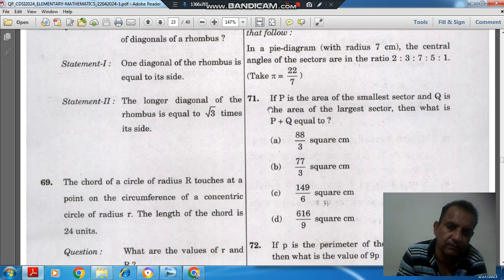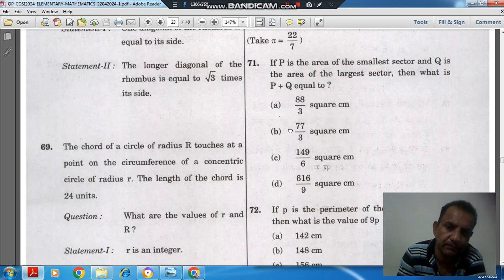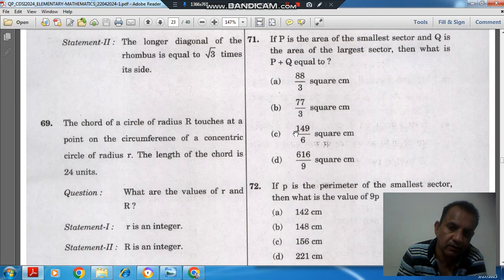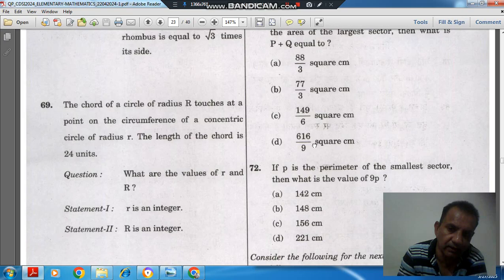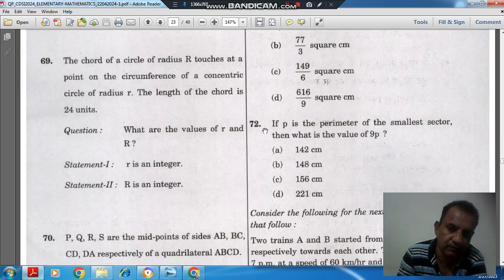Question number 71: if P is the area of the smallest sector and Q is the area of the largest sector, then what is P plus Q equal to? Option A 88/3 square centimeter. Option B 77/3 square centimeter. Option C 149/6 square centimeter, and option D 616/9 square centimeter.